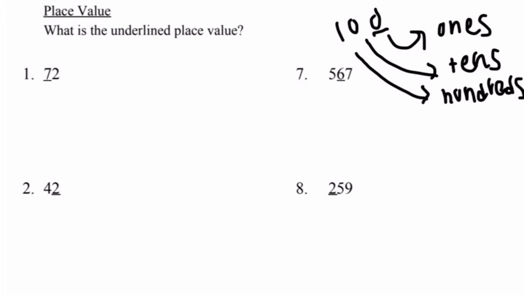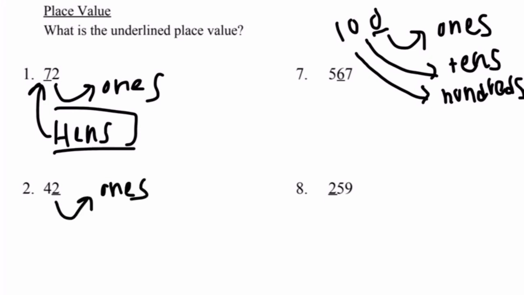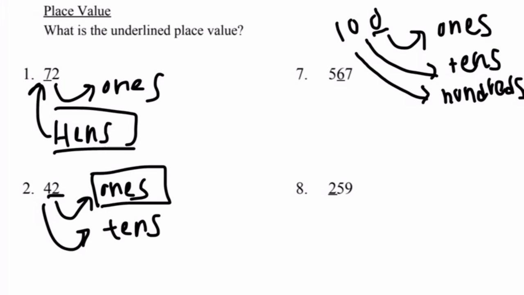Well, we know that the number on the right, 2, represents our ones place. So that only means the number on our left, number 7, represents our tens place. Therefore, the underlined 7 represents the tens place of 72. Number 2, 42. Well, we know that 2 represents our ones place, and 4 represents our tens place. So that means the underlined 2 represents our ones place.